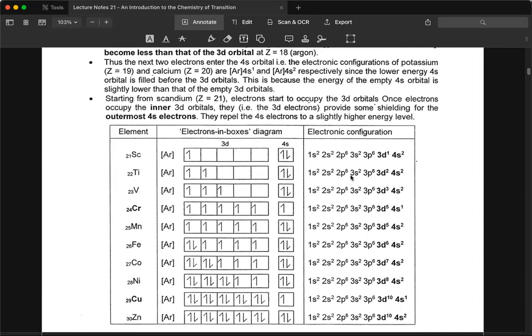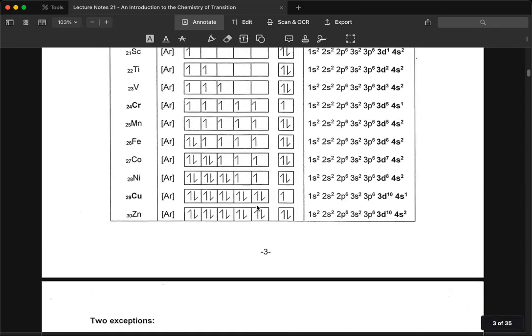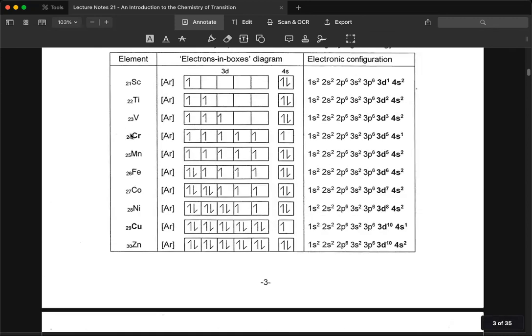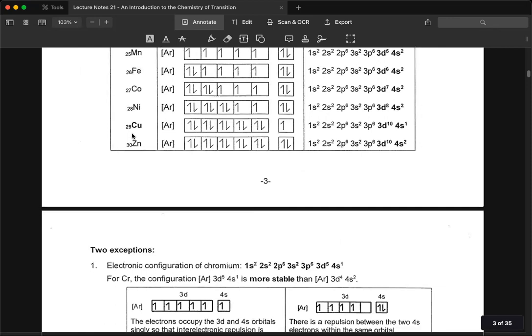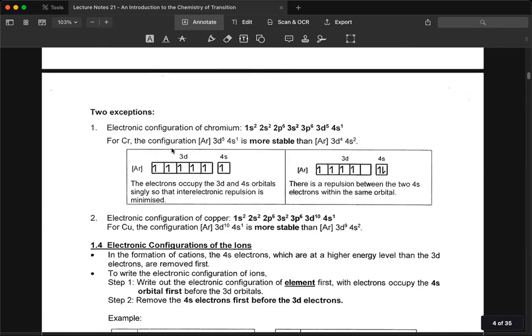Their complete electronic configuration. There are two exceptional cases, chromium and copper. So let's start with chromium.